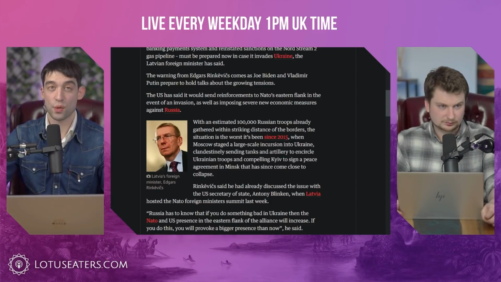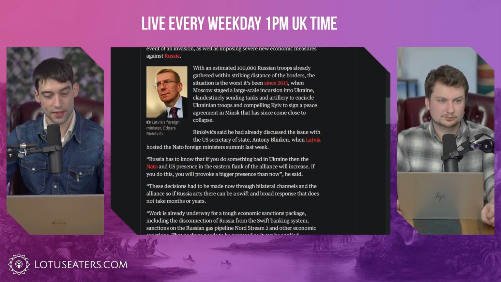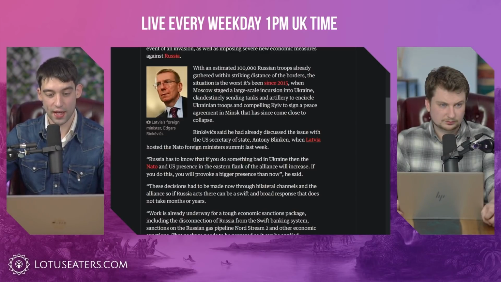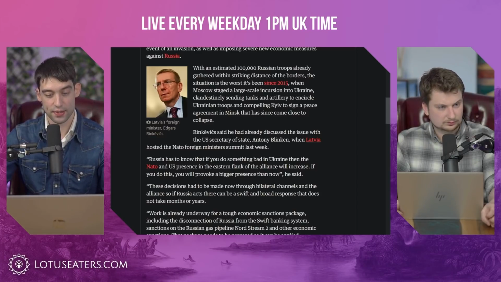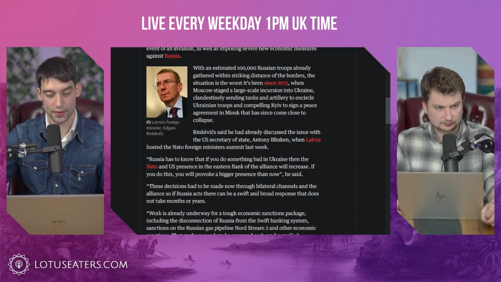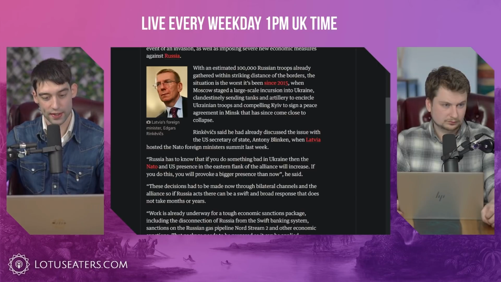With an estimated 100,000 Russian troops already gathered within striking distance of the borders, the situation is the worst it's been since 2015, when Moscow staged a large-scale incursion into Ukraine, clandestinely sending tanks and artillery to encircle Ukrainian troops and compelling Kiev to sign a peace agreement in Minsk that has since come close to collapse. This is concerning the East Donbas proxy conflict.